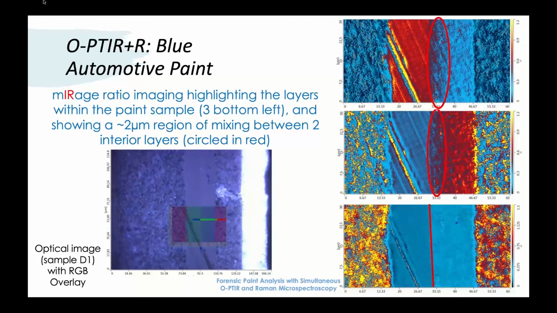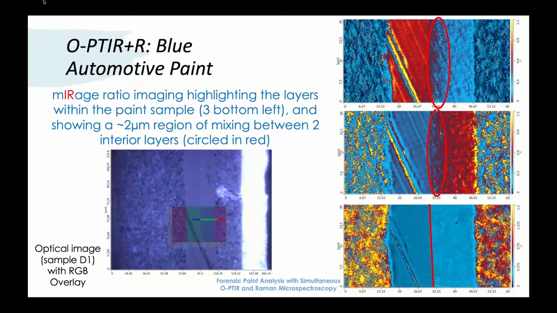This slide shows the mirage ratio images, which are able to highlight the chemical differences of the layers within a paint sample. One thing particularly interesting to me is the mixing of certain chemistries at the boundary between the two middle layers. This is only a 2-micron region and isn't seen at every wave number. It is unknown why this is happening, maybe a diffusion over time of some of the chemical components, or perhaps one of the layers hadn't fully dried prior to applying the second layer.